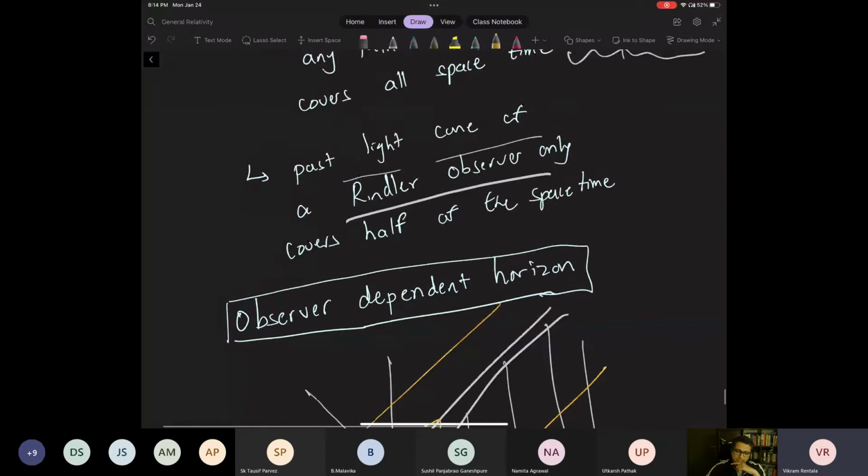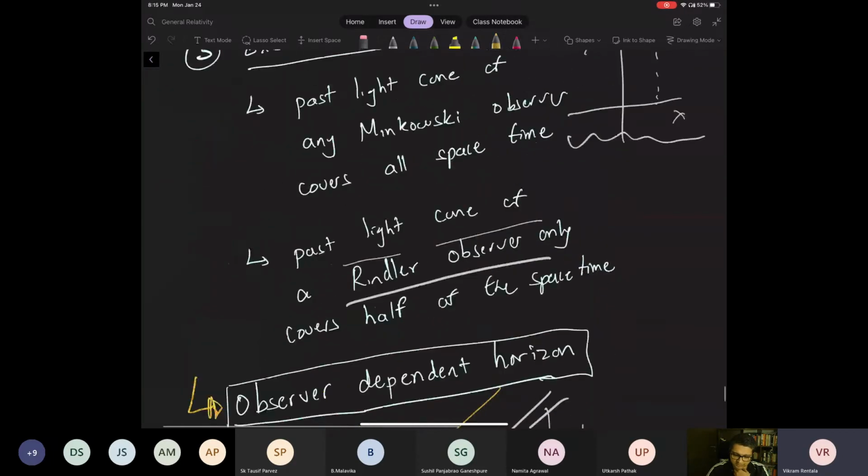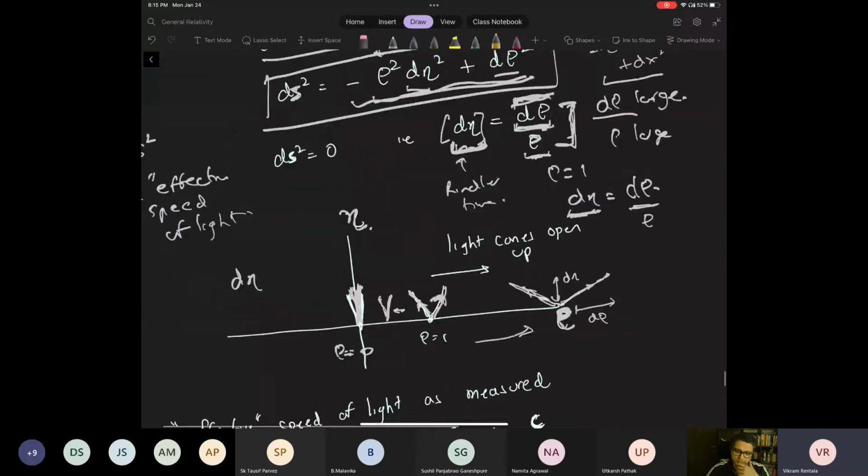This kind of feature, where the Rindler observers themselves experience a horizon, is called an observer dependent horizon. Just like the horizon for a black hole, this horizon is observer dependent. If you're accelerating or hovering outside a black hole, you will see a horizon. If you fall into the black hole, you don't see a horizon. You just fall in and experience life as an inertial observer. So these are some features that will show up again and again through this course.